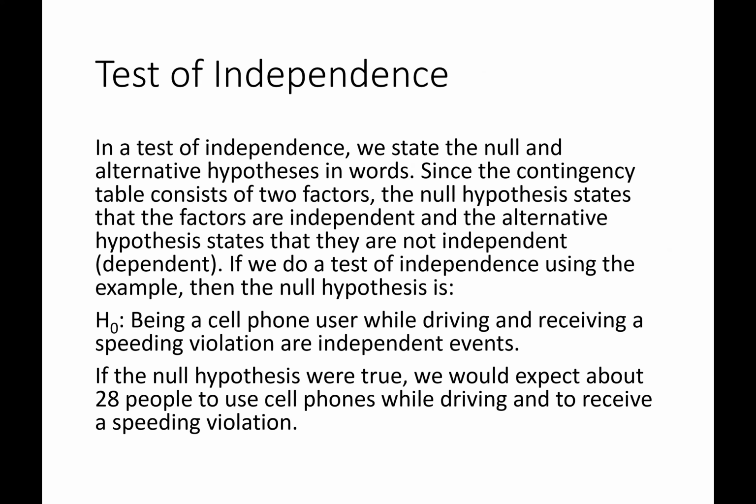So in a test of independence, we state the null and alternative hypotheses in words. Since the contingency table consists of two factors, the null hypothesis states that the factors are independent, and the alternative hypothesis states that they're not independent, that they are dependent. If we do a test of independence using the example, then the null hypothesis is, for this previous one, being a cell phone user while driving and receiving a speeding violation are independent. If the null hypothesis were true, we would expect about 28 people to use their cell phones while driving and to receive a speeding violation.